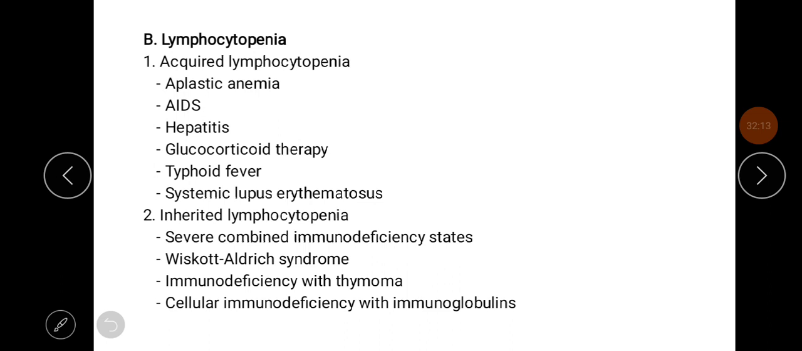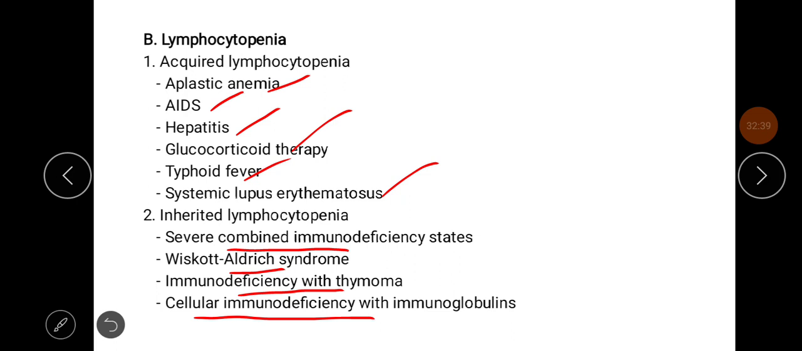The reduction in the lymphocyte count is caused by some acquired causes like aplastic anemia, AIDS, hepatitis, glucocorticoid therapy, typhoid fever, systemic lupus erythematosus, and by some inherited causes like severe combined immunodeficiency states, Wiskott-Aldrich syndrome, immunodeficiency with thymoma, and cellular immunodeficiency with immunoglobulins.